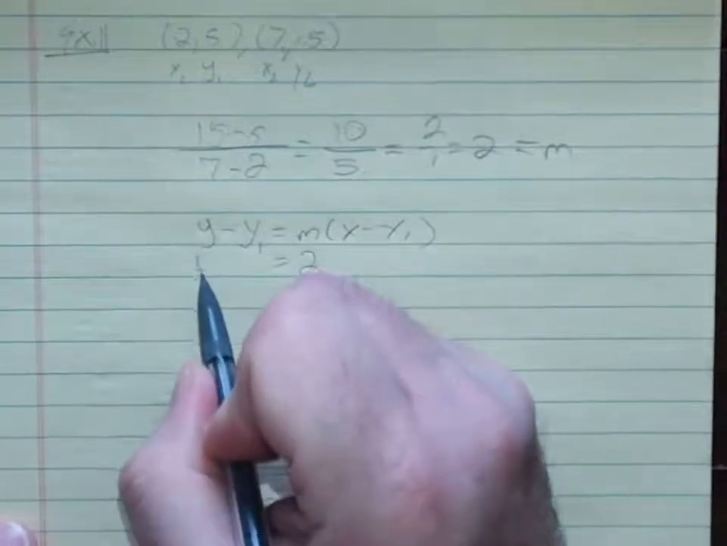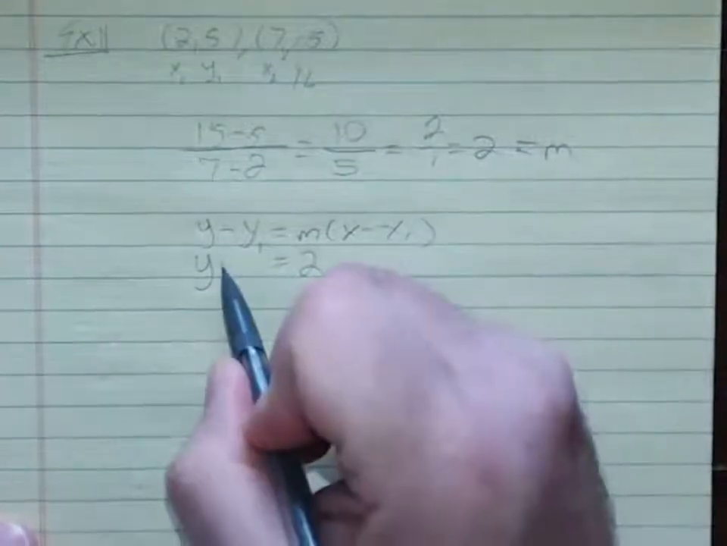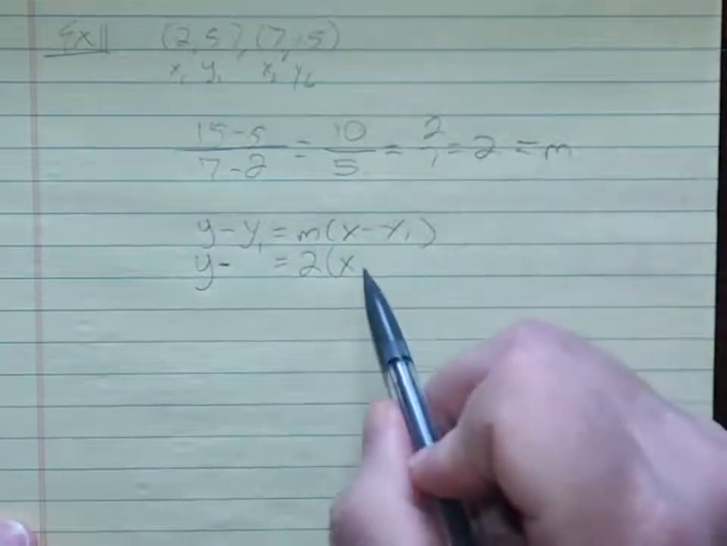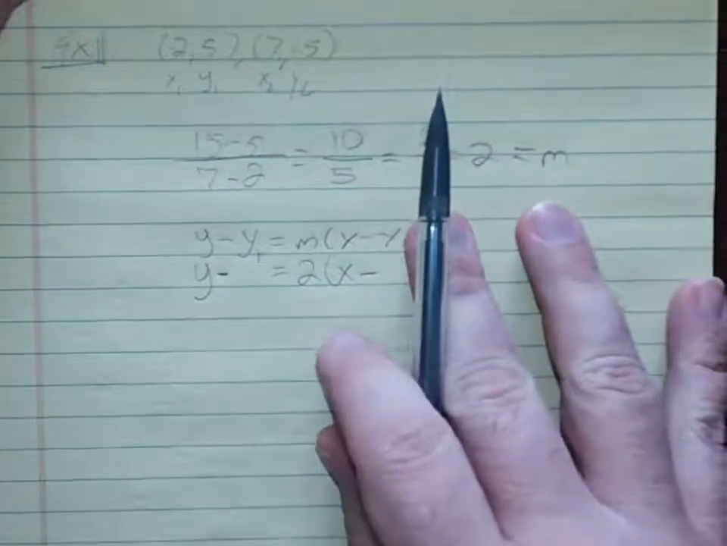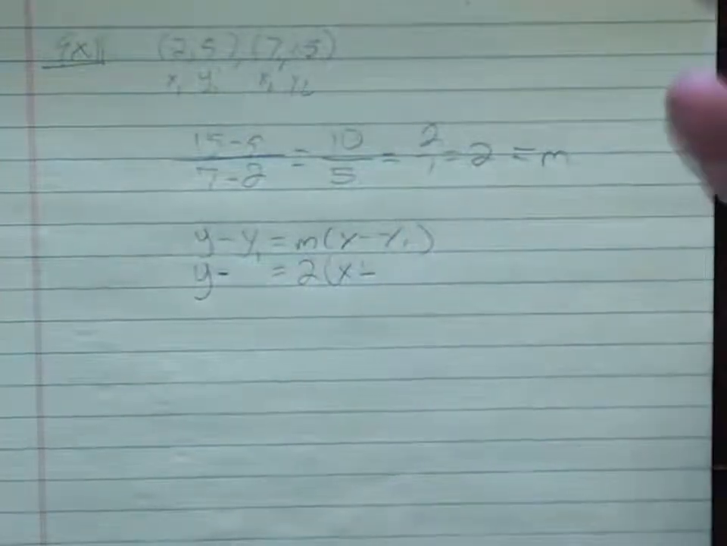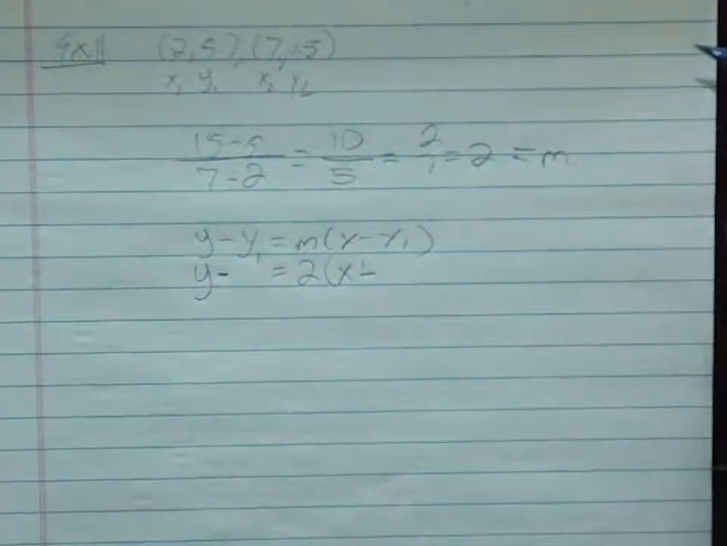I'm not going to change this y, and I'll leave the minus, and I'm not going to change this x, and I'll leave that minus. What I am going to do is take one of these 2 points and plug it in here. It doesn't matter which one. You can do either or. It's totally up to you.